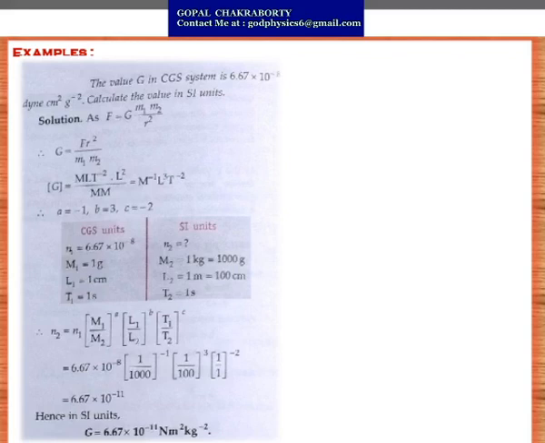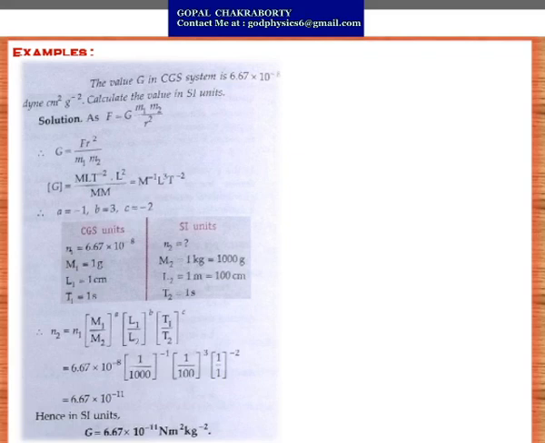Now the second example is here. The value of capital G in the CGS system is 6.67 × 10 to the power minus 8 cm³ per gram per second squared. Calculate the value in SI unit.